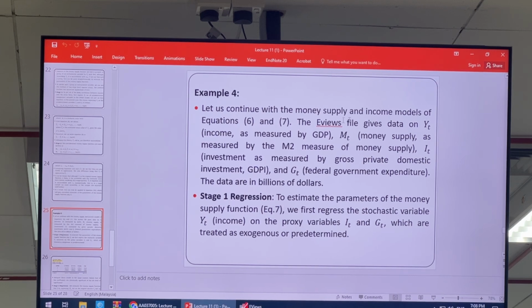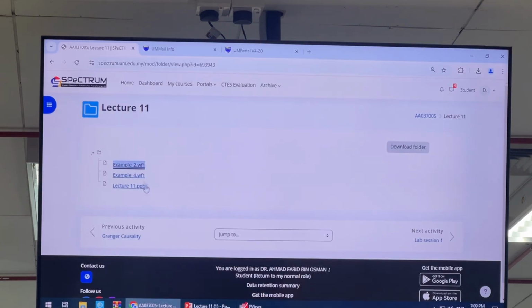So let us continue with the money supply and income model of equations 6 and 7. The data file gives data on Yt, income as measured by GDP, Mt, money supply as measured by the M2 measure of money supply, It, investment as measured by gross private domestic investment, and Gt, federal government expenditure. The data are in US dollars. This is example 4.